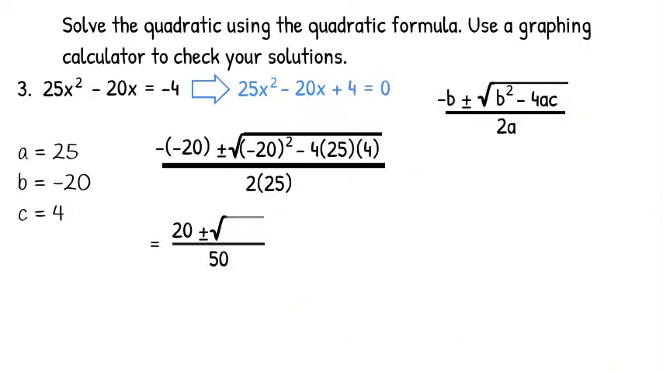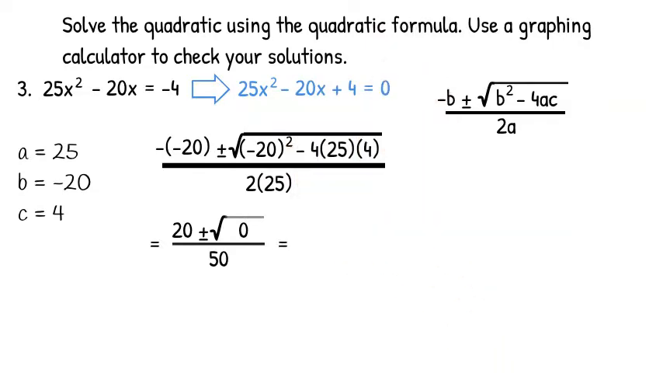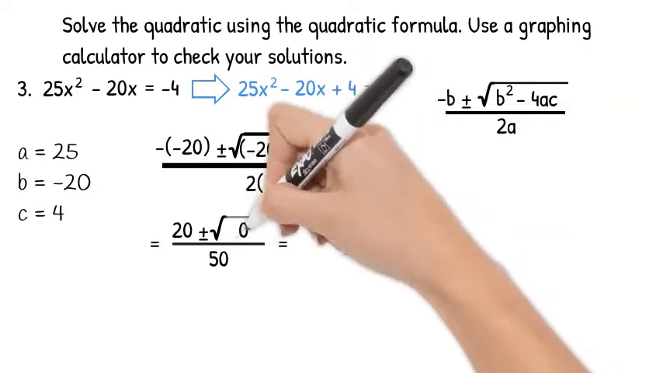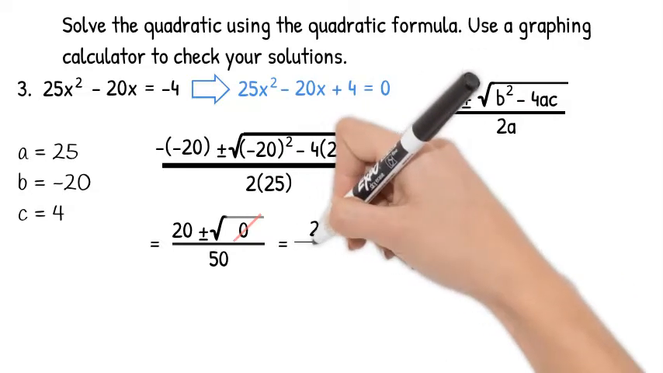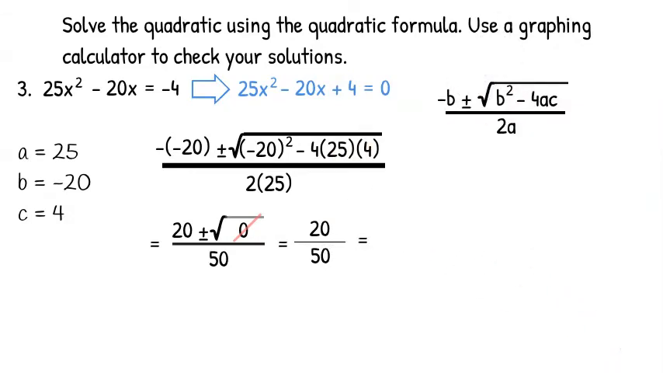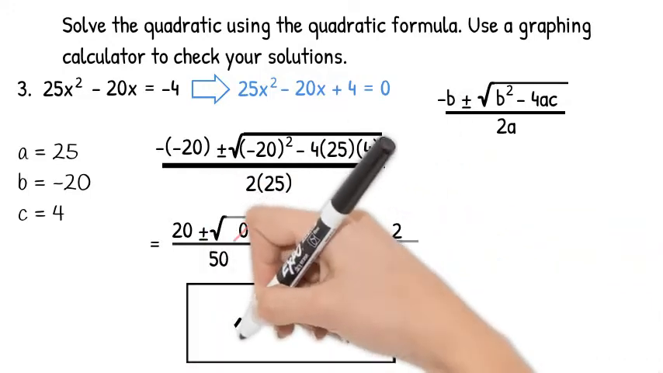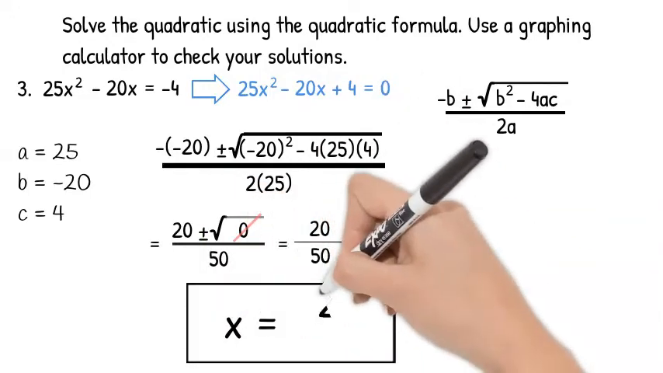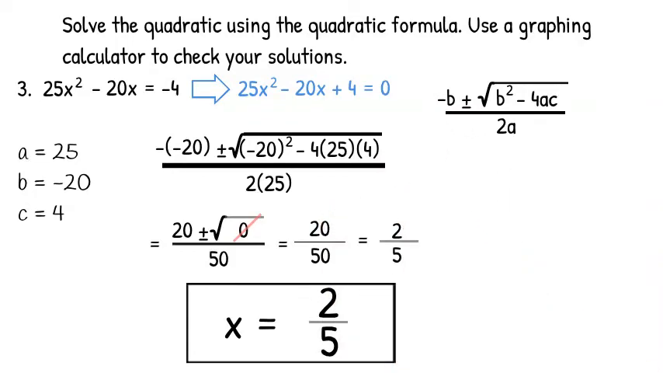All right, now plug everything in under the square root into your calculator and you get 0. So now I have 20 plus or minus 0, which is nothing. So 20 is all that's left on top, over 50. And that simplifies to 2 over 5. So that means x equals 2 over 5. And there's only one solution because my radical turned into 0.